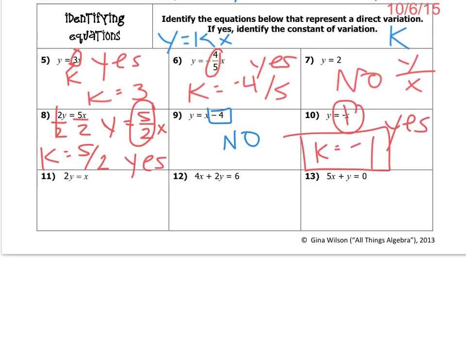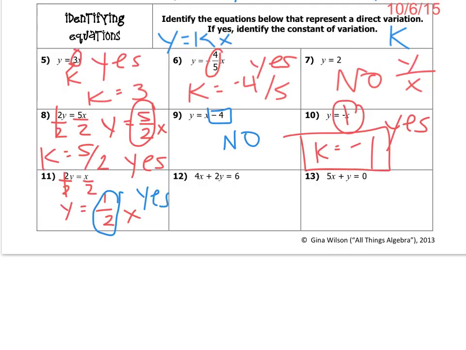Over here, again with the 2y, I want to get rid of that. So let's divide it by 2 to get y by itself. And if I divide this side by 2, I've got to divide the other side. And remember, in front of that x is an imaginary 1, so that gives me 1 over 2 x. And right here, that's our k. So this is a yes.